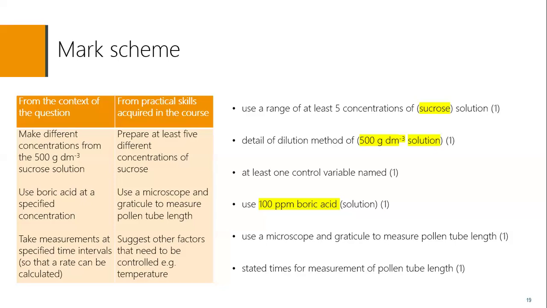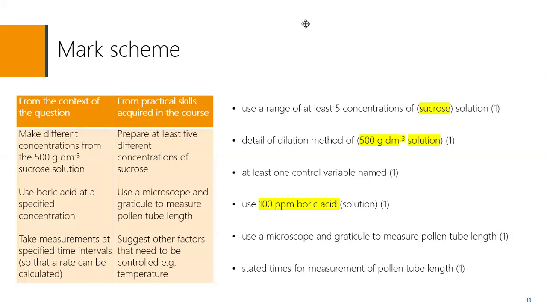Preparing at least 5 different concentrations, using a microscope and graticule to measure the pollen tube length, and suggesting other factors that need to be controlled, are from the practical skills acquired in the course. So the way the mark scheme is constructed means that in order to gain full marks, you need some statements from the practical skills acquired in the course and some statements from the context of the question.